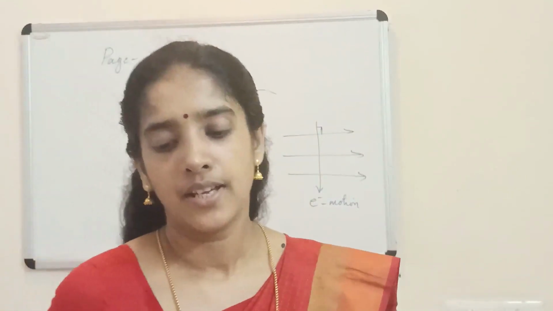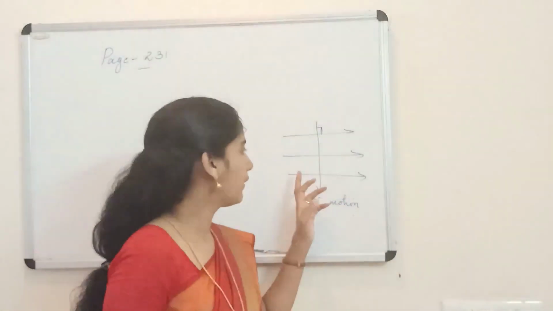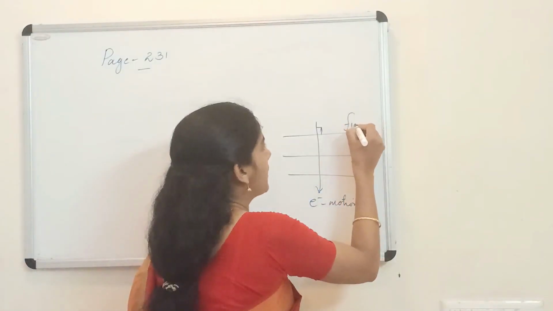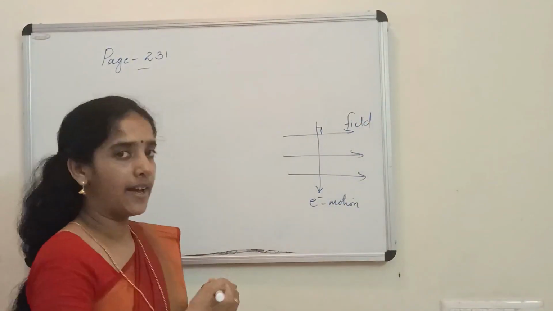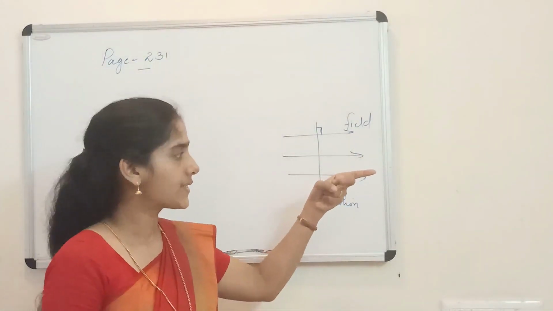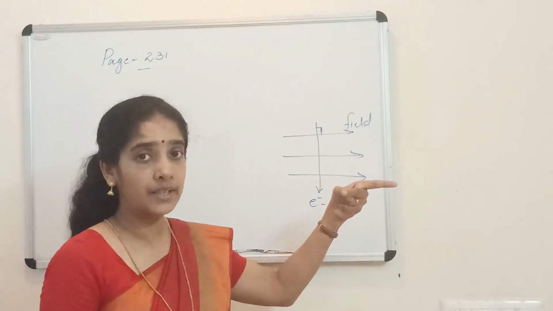Then what is the direction of force acting on the electron? Here the magnetic field is given. This is the direction of the field, so let me write it here. Now let's open the forefinger in the direction of the field. Next, the center finger for the direction of current.